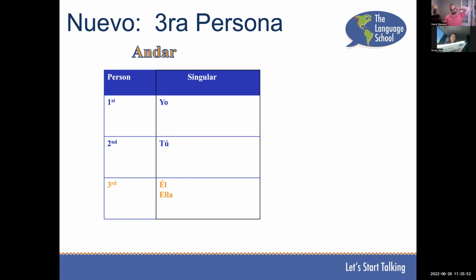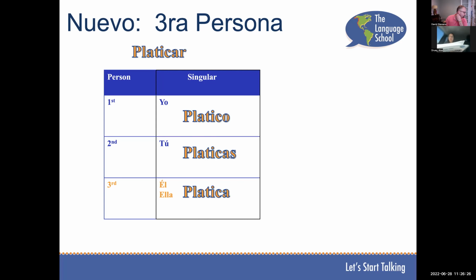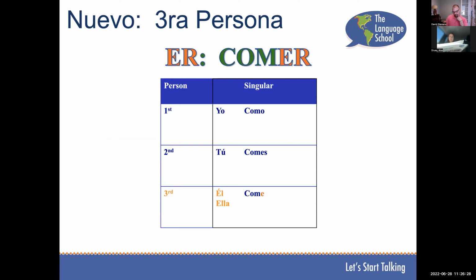Andar. Yo ando, tú andas. It's an A. Él anda, ella anda. Pasar. Yo paso, tú pasas, él pasa, ella pasa. Platicar. Yo platico, tú platicas, él platica, ella platica. Okay, good.